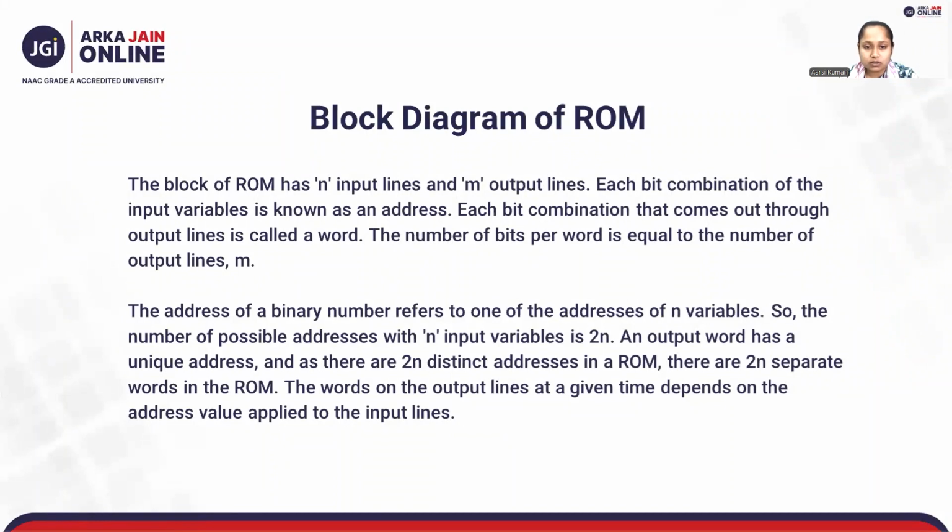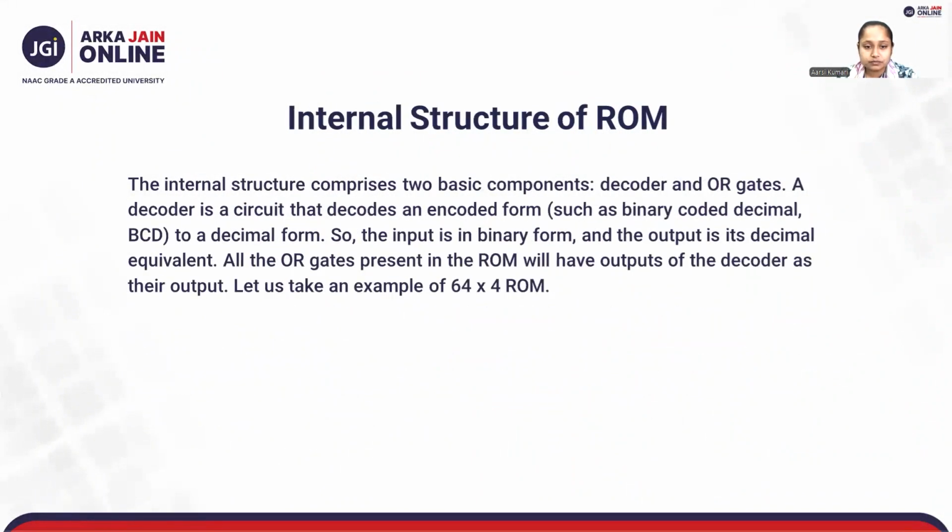So the number of possible addresses with n input variables is 2^n. An output word has a unique address, and as there are 2^n distinct addresses in a ROM, there are 2^n separate words in the ROM. The word on the output lines at a given time depends on the address value applied to the input lines.